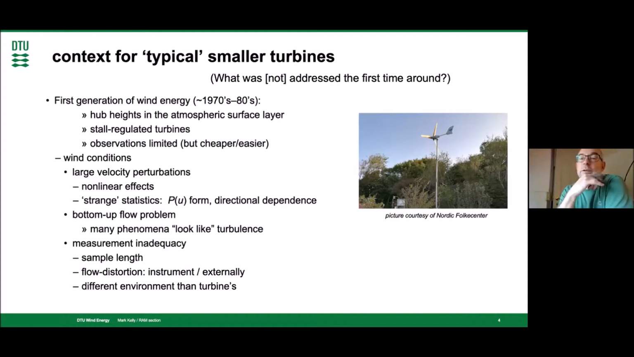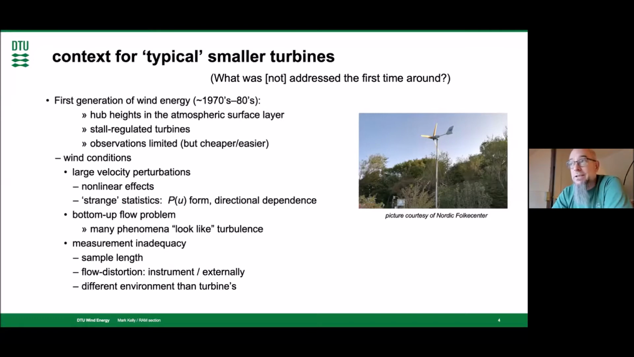What was around 40 years ago versus now? Well, in the first generation, just as now, small turbines are often located in the atmospheric surface layer, which is pretty well known. They're not all that commonly pitch regulated. That is, they're regulated in different ways, like stall regulated. And local observations where a turbine might be sited tend to be limited.